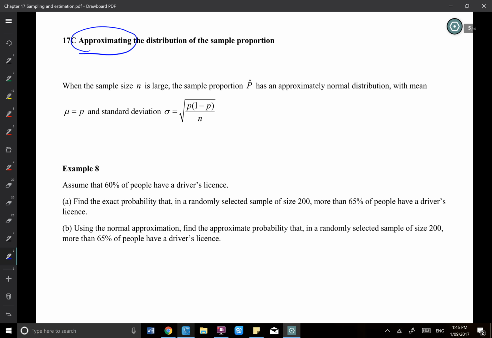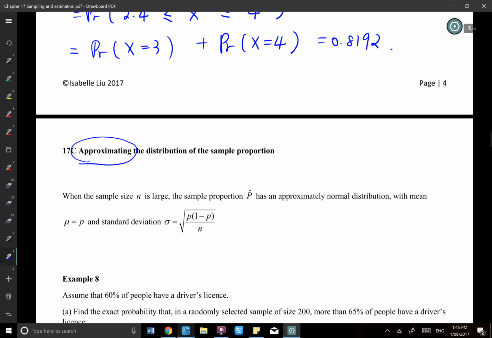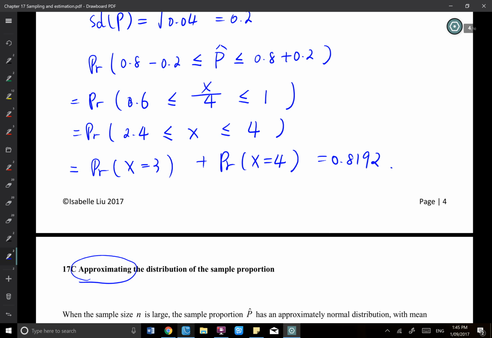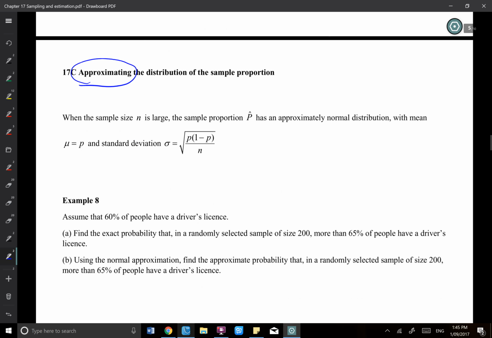So here is pretty much the same. When the sample size n is large, the sample proportion has an approximately normal distribution. The previous one, I was talking about x. Can you see the difference? I'm not talking about p at all. I used p, changed it back to x, and then used the binomial distribution to find the required sample proportion. But now I'm going back to p, p hat.